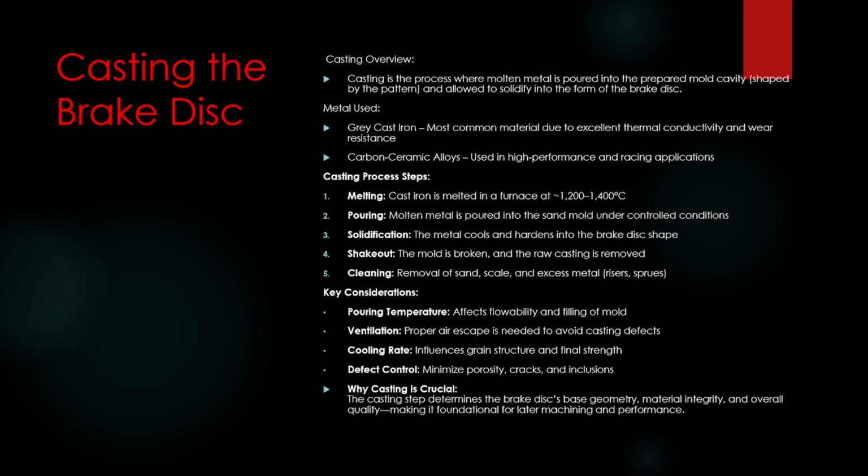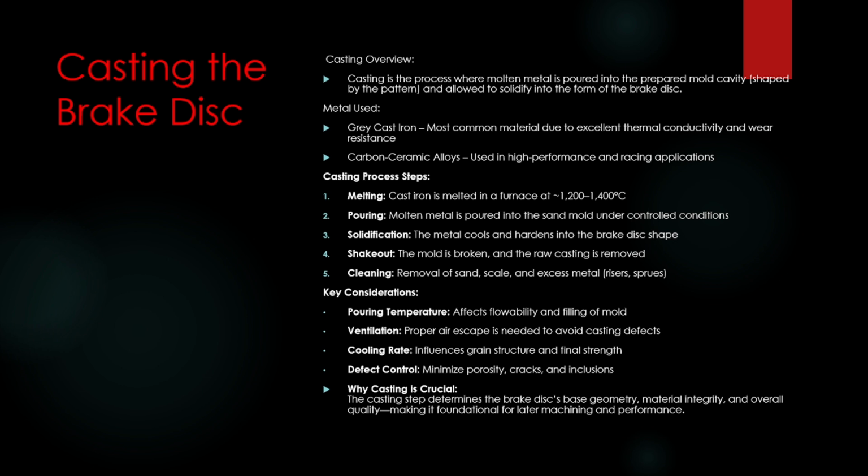Casting the brake disc. Casting overview. Casting is the process where molten metal is poured into the prepared mold cavity, shaped by the pattern, and allowed to solidify in the form of the brake disc. Metals used in casting. Gray cast iron, the most common material due to excellent thermal conductivity and wear resistance, and carbon ceramic alloys, used in high performance and racing applications of a car.